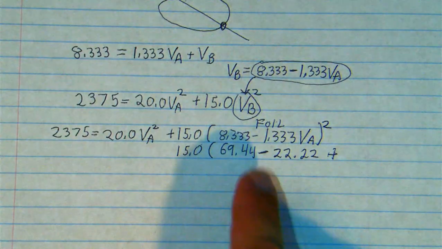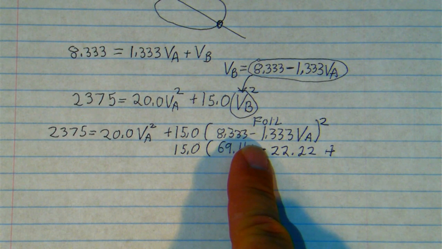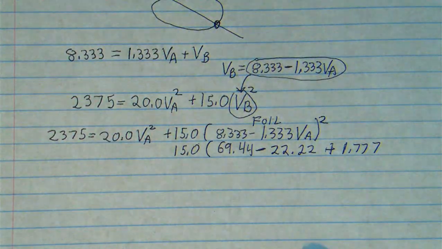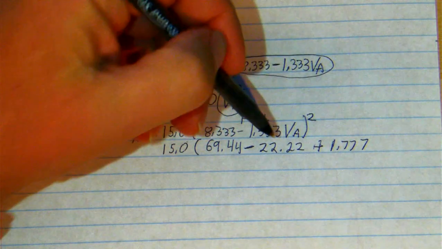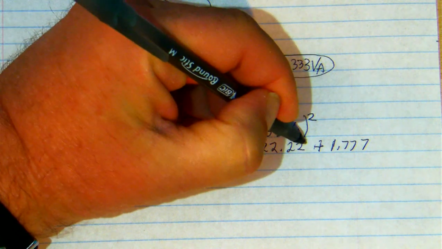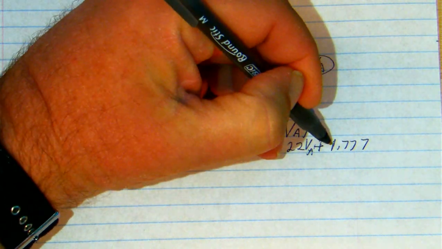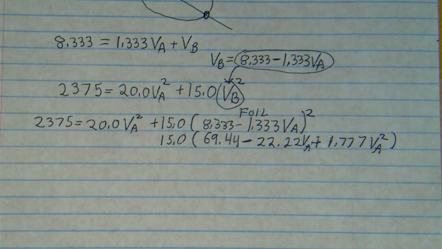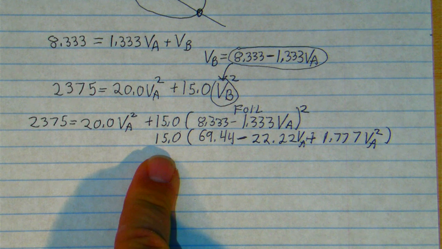And for the last two, a negative times a negative is a positive. 1.333 squared is 1.777. And I didn't put the variable here. So this is minus 2.22 VA plus 1.777 VA squared, still all in parentheses. There. If I haven't screwed up too badly, I next distribute the 15.